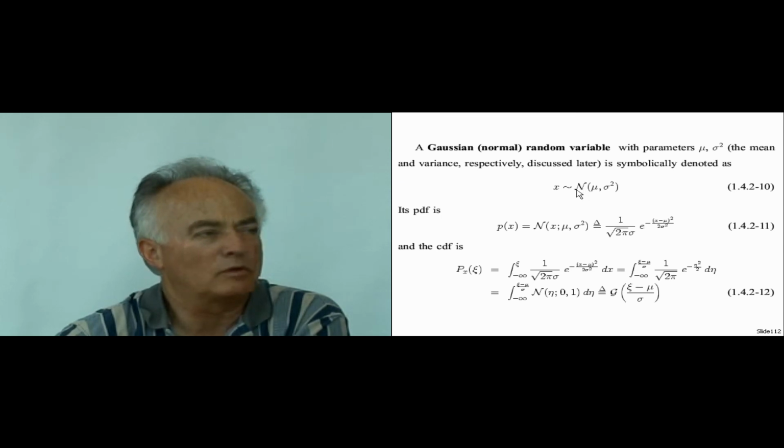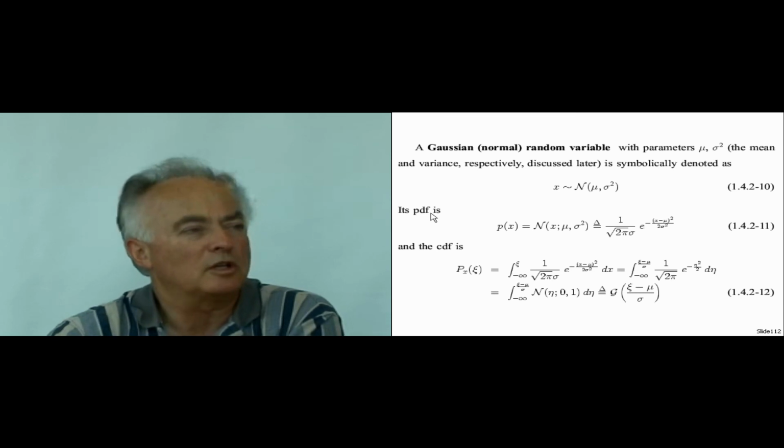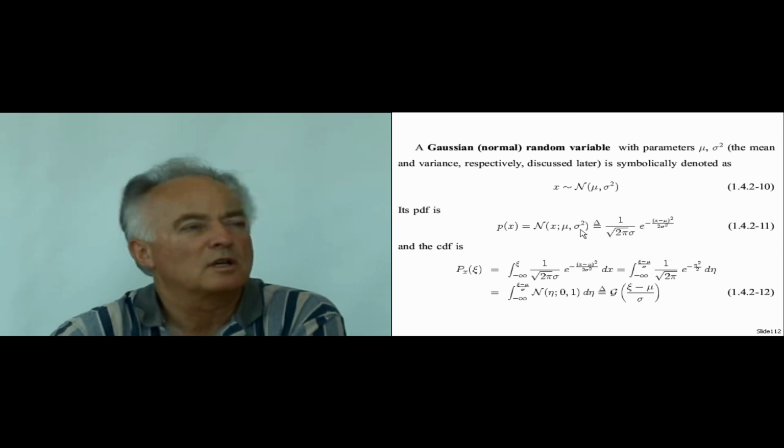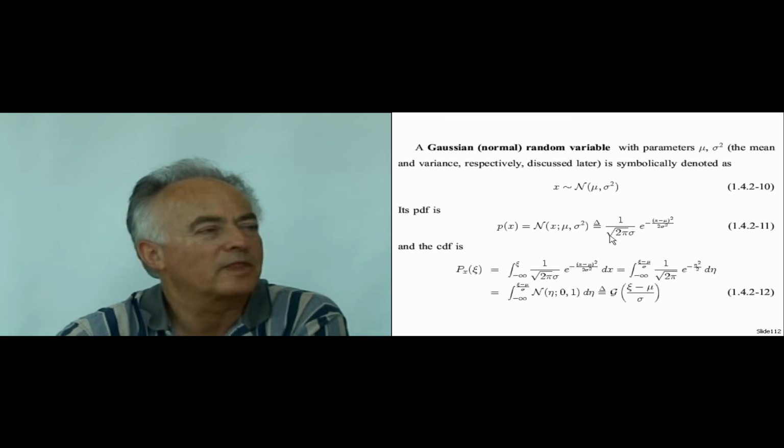The PDF, or the density, or the probability density function of such a random variable, p of x, is Gaussian, the argument is x, and it has these two parameters, mu and sigma square, and the expression of this density is a constant here, we'll come back to it in a moment, times e to the minus (x minus mu) square over 2 sigma square. This constant guarantees that the integral from minus to plus infinity of this density equals unity, as it should be.